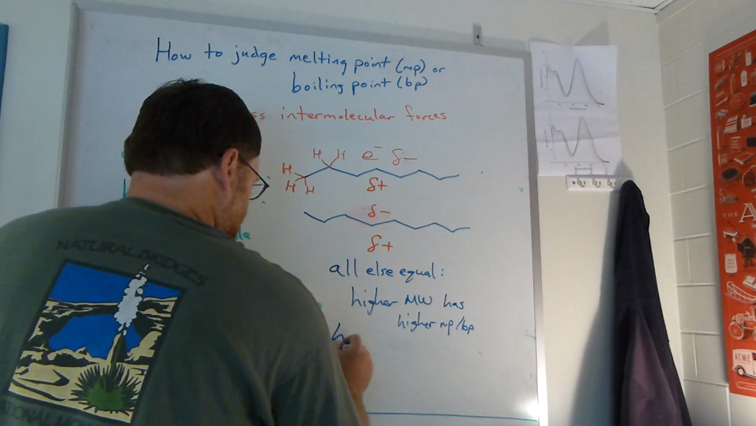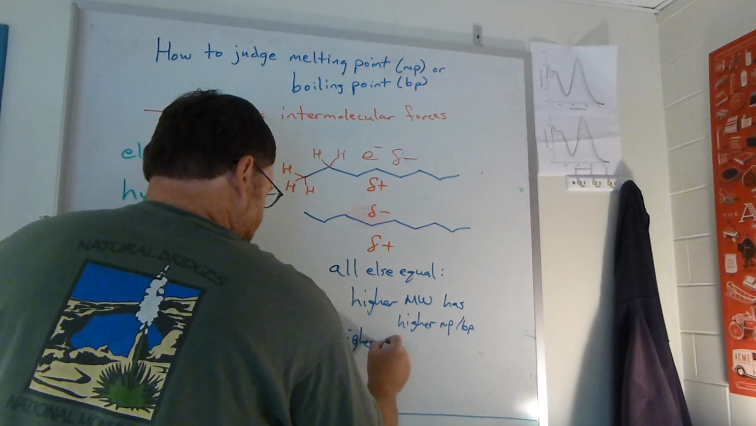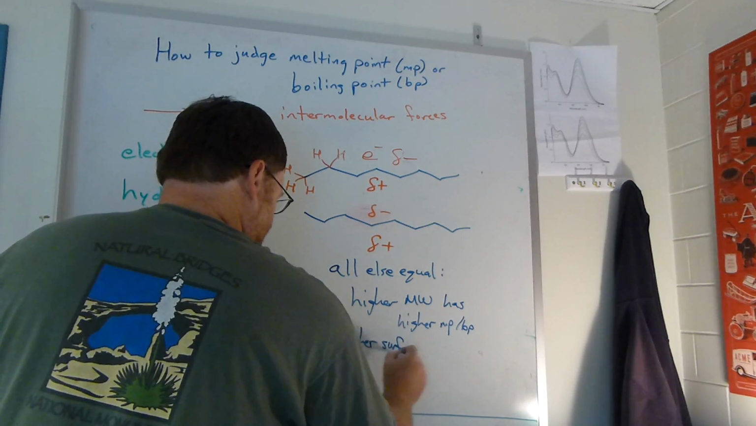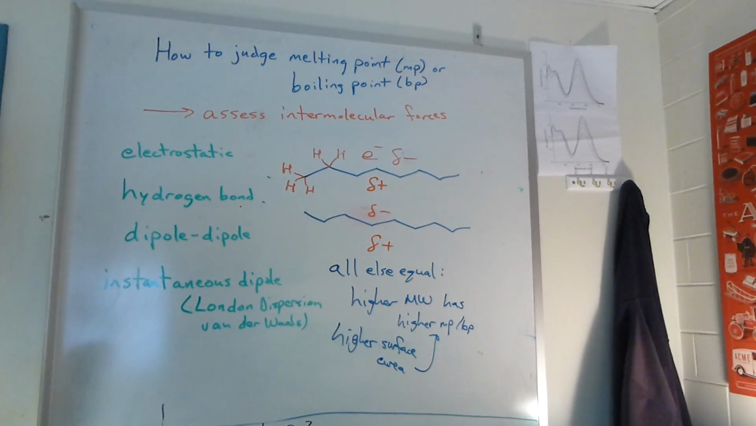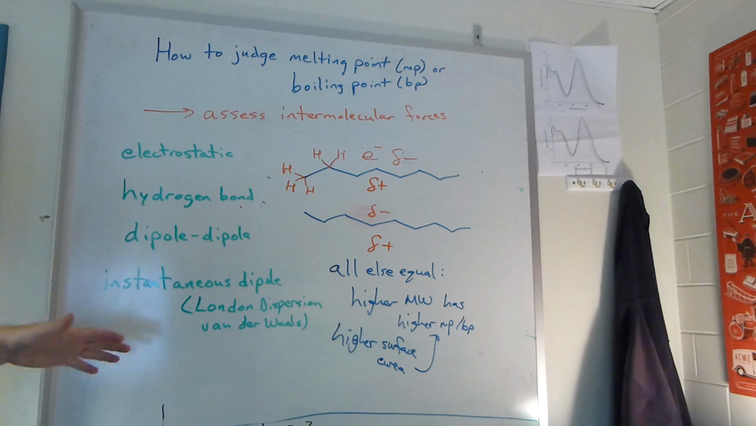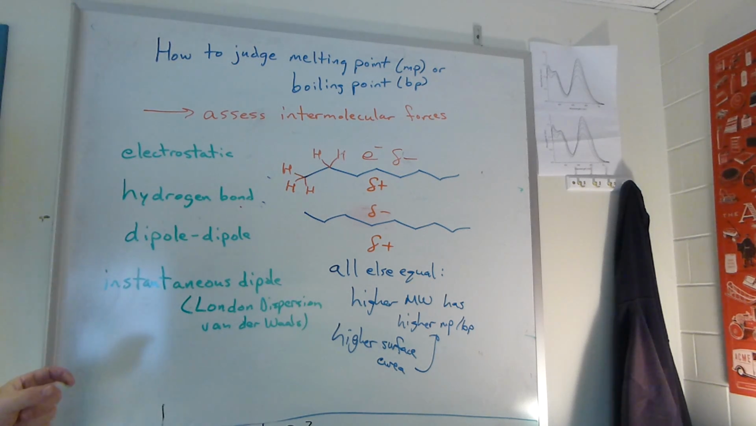Also, the more surface area you have, the higher the melting point and boiling point will be. And that's because this instantaneous dipole sort of depends on surface area. So really big hydrocarbons tend to cling to each other. Really small hydrocarbons, methane, it's a gas, ethane is a gas, propane's a gas, butane is a gas at room temperature. So small hydrocarbons don't boil particularly high. The bigger the molecule gets, the higher the melting point and boiling point.